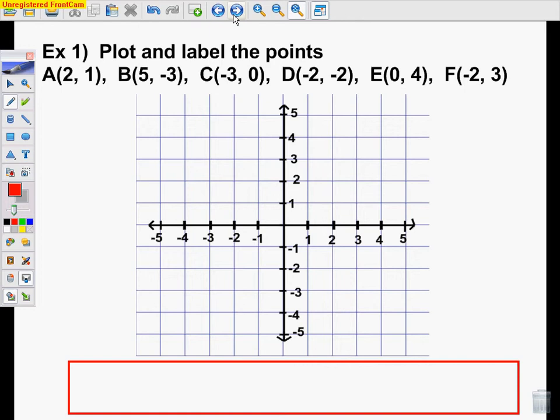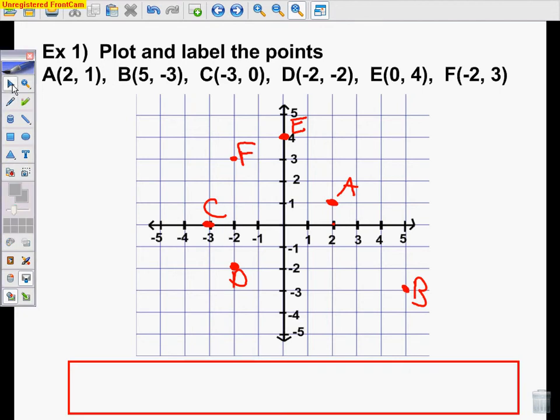However, just to review, if we were to take the point A (2, 1) and plot that, that would be the point here, 2 on the x, 1 on the y. Then the point B (5, -3): we go over to 5 on the x, down to -3 on the y, so that would be the point here. C at the point (-3, 0) is here. D (-2, -2) is there. E (0, 4) is here. And then F, -2 for the x, +3 for the y. Take a moment and make sure that you understand how we place points on a coordinate grid.